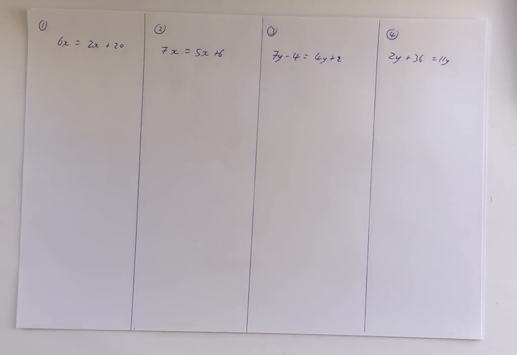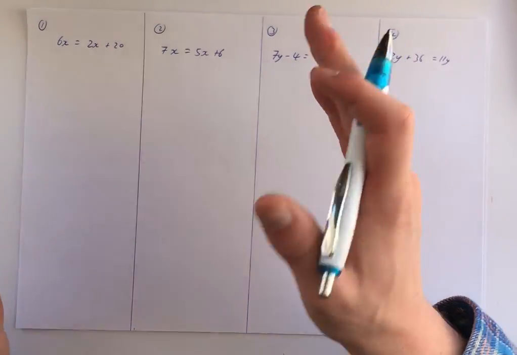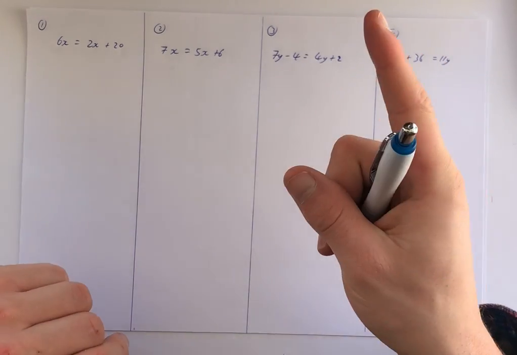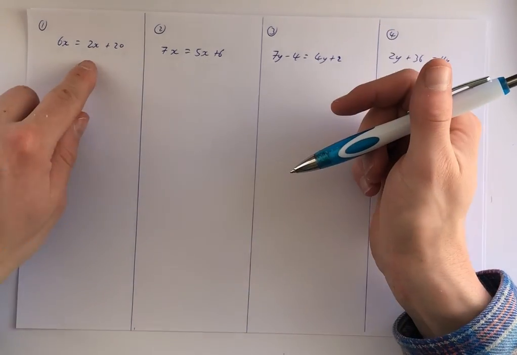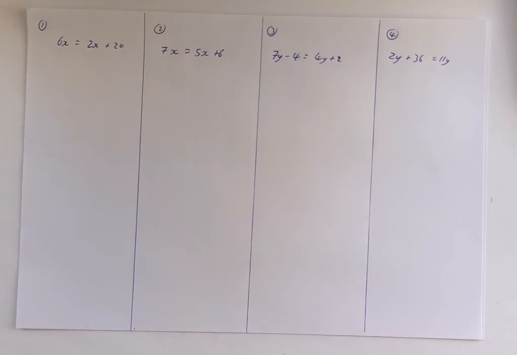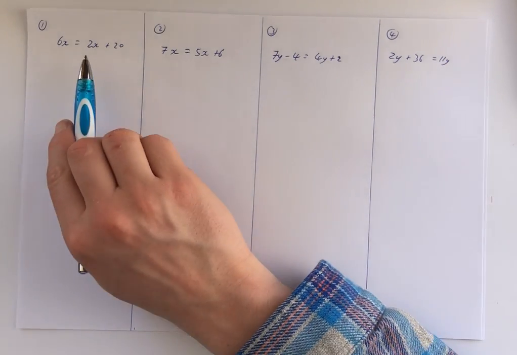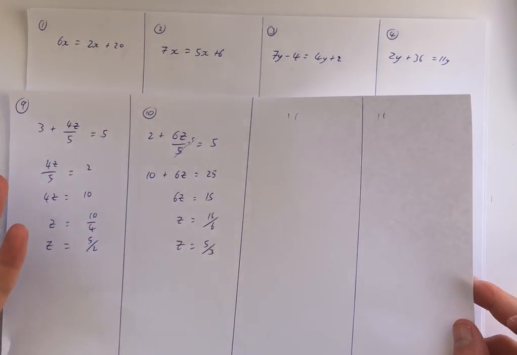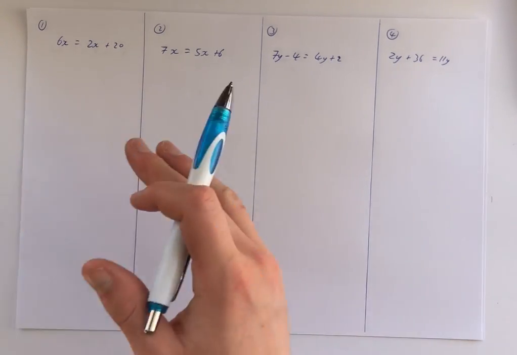Okay, so now we're going to solve with the variable on both sides of the equation. So it just adds one extra step. That extra step is just get the variable to one side. Getting the variable to one side would just make it a one-sided equation. So we're just making one extra step now.